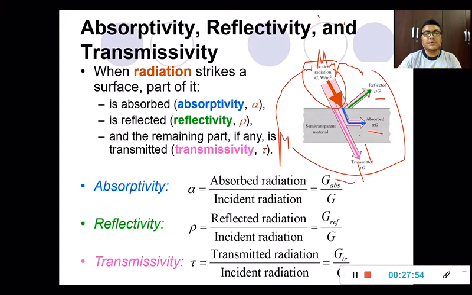So what is the formula for each of these variables? Absorptivity alpha is equal to absorbed radiation divided by incident radiation. Similarly, reflectivity is reflected radiation divided by incident radiation, and transmissivity is transmitted radiation divided by incident radiation.